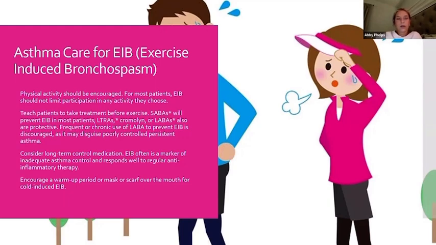Frequent or chronic use of LABA to prevent exercise-induced bronchospasm is discouraged, as it may disguise poorly controlled persistent asthma. Consider long-term control medication. EIB often is a marker of inadequate asthma control and responds well to regular anti-inflammatory therapy. Encourage a warm-up period or mask or scarf over the mouth for cold-induced exercise-induced bronchospasm.